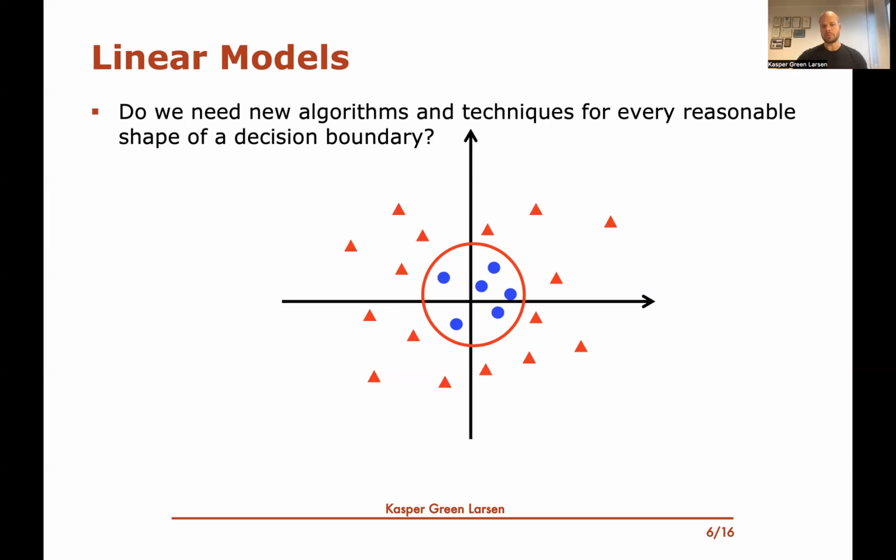So, of course, this would be great for algorithm designers. There's lots of work to do, but do we really want to have a technique or an algorithm for every reasonable type of decision boundary you could encounter in real data? Circles, squares, lines? We have our own algorithm for each of these types of decision boundaries, and that doesn't seem like the right way to go.